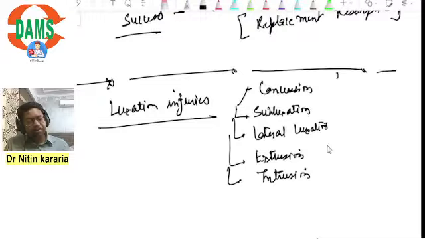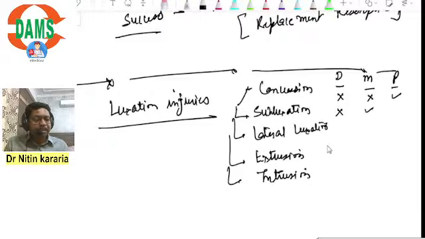There are 3 things to look for: displacement, mobility, and pain on percussion. D stands for displacement of the tooth, M stands for mobility of the tooth, and P stands for pain on percussion. Whenever there is concussion, there is no displacement of the tooth and no mobility, simply pain on percussion. In cases of subluxation, there is no displacement of the tooth, but the tooth has increased mobility and there is pain on percussion.